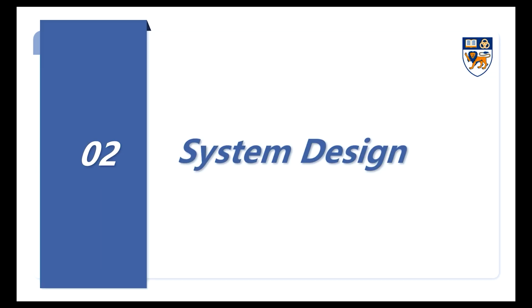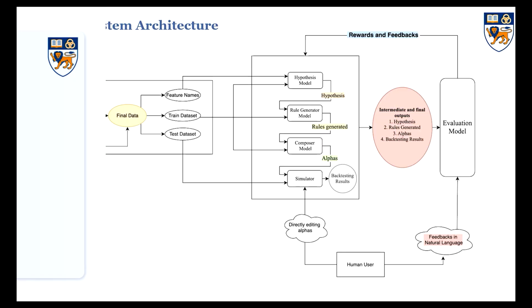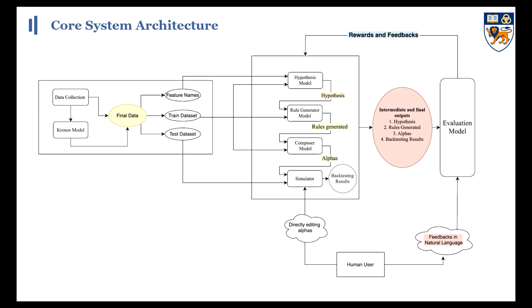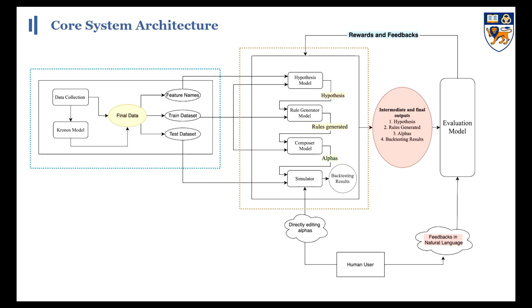Next, let's move on to the system architecture. AlphaTrade adopts a multi-agent closed-loop architecture, including data collection, hypothesis generator, rule generator, composer, simulator, and evaluator. Together, these modules form a continuous reinforcement-style cycle, from data ingestion to strategy execution, building a complete adaptive workflow. We'll explain each module in detail in the following slides.